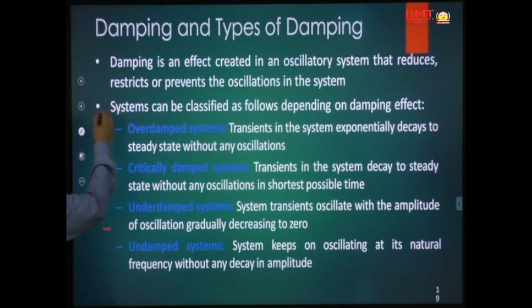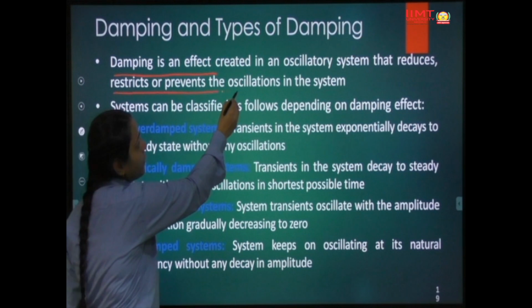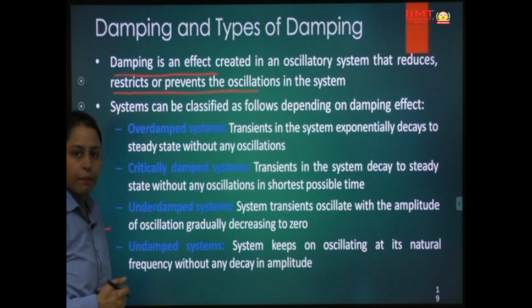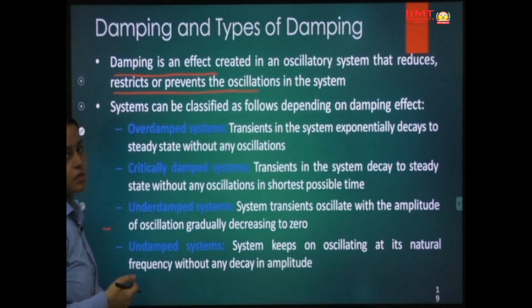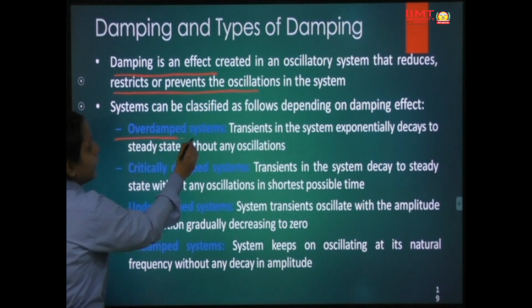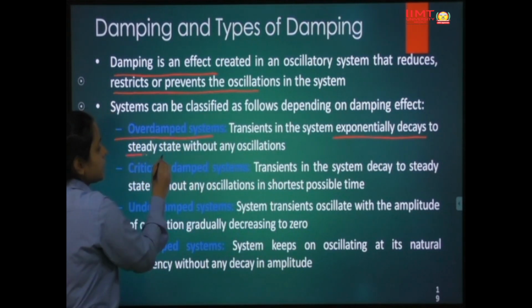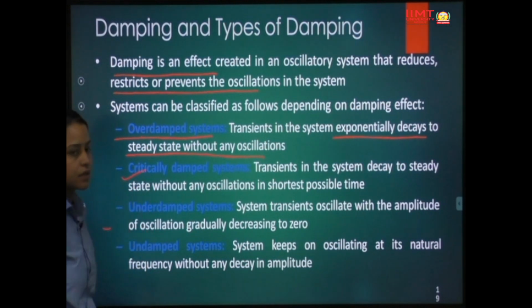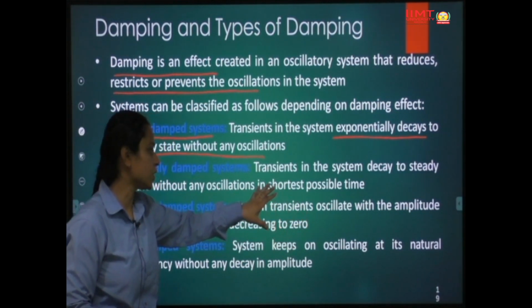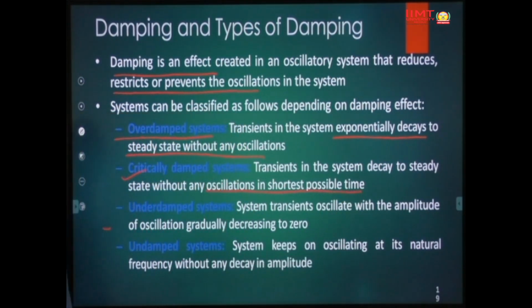Now, damping and types of damping. Damping is an effect created in an oscillatory system that reduces, restricts or prevents the oscillations. So what does damping do? It reduces, restricts or prevents the oscillation in the system which may be caused by disturbances. The first one is the overdamped system. When the transient response exponentially decays to steady state without any oscillation, it is called the overdamped system. A critically damped system is similar to an overdamped system, but the oscillations decay in the shortest possible time.